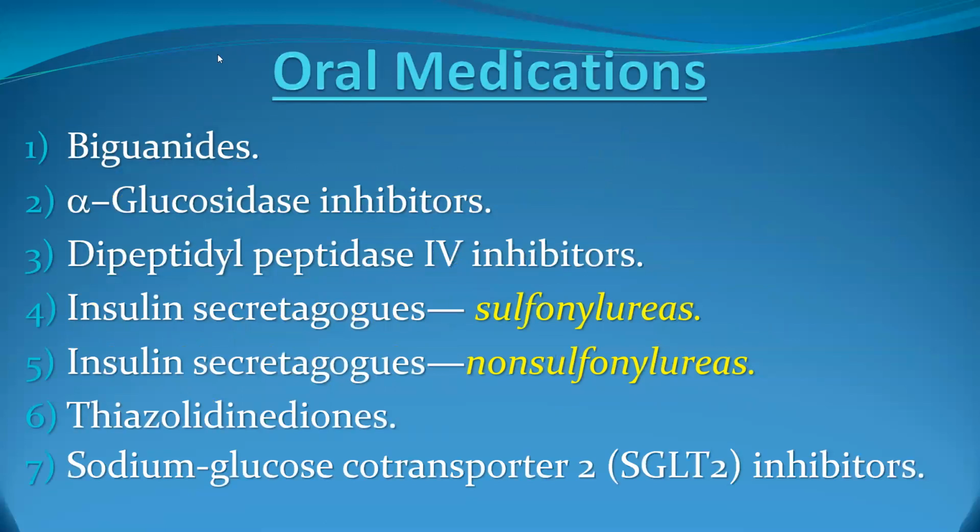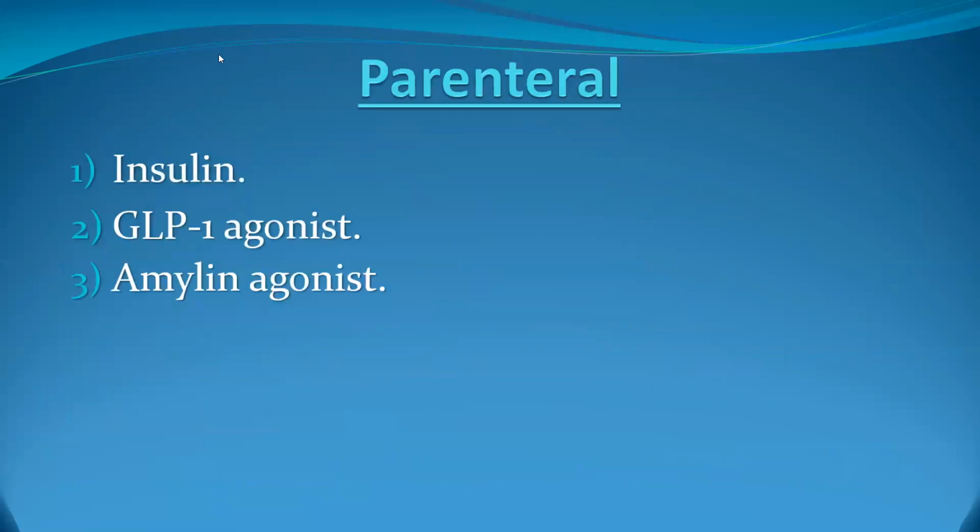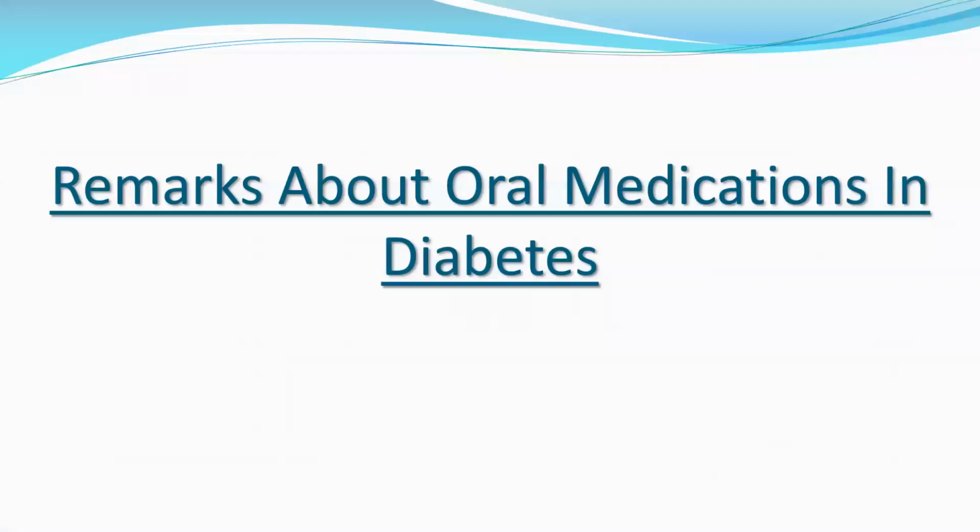We can divide them into oral and parenteral. The oral are biguanides, alpha-glucosidase inhibitors, dipeptidyl peptidase 4 inhibitors, insulin secretagogues of the sulfonylurea class, and insulin secretagogues of the non-sulfonylurea class, thiazolidinediones, and the last group is the sodium glucose cotransporter inhibitors. These are the oral medications. The parenteral medications are insulin, glucagon-like peptide 1 agonist, and amylin agonist. Now we need to address some issues related to the oral medications of diabetes mellitus type 2.